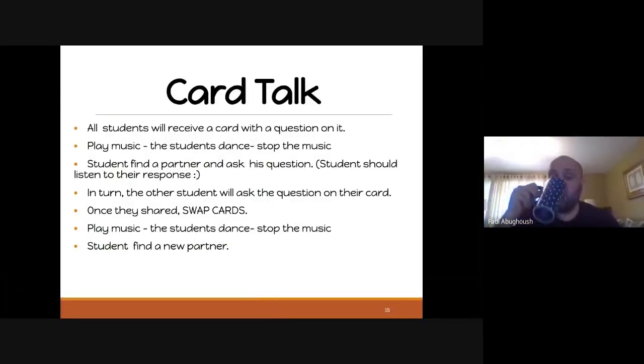Card talk. So this game is like questions. If you have 25 students, you will write or type 25 questions. All students will receive a card with a question on it. Like for example, where do you live? What is your favorite restaurant? What is your favorite food? Where do you like to travel? Stuff like that, like any questions.